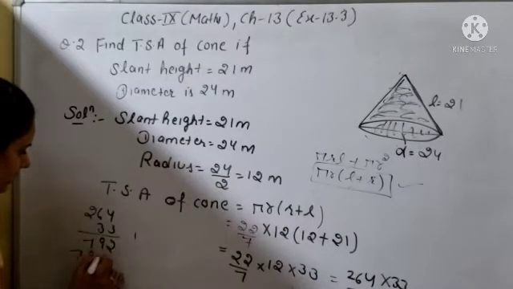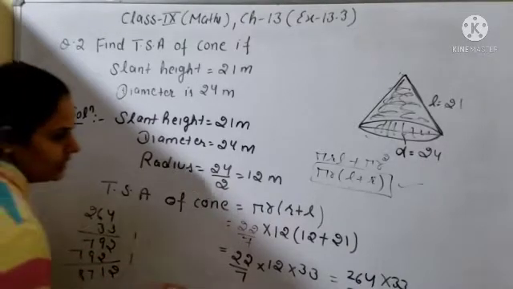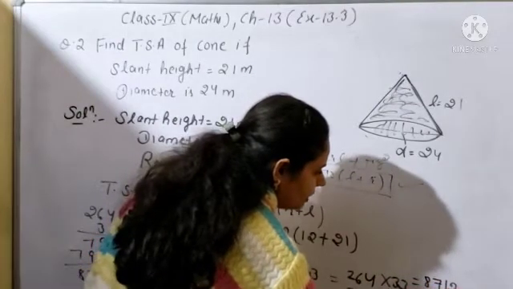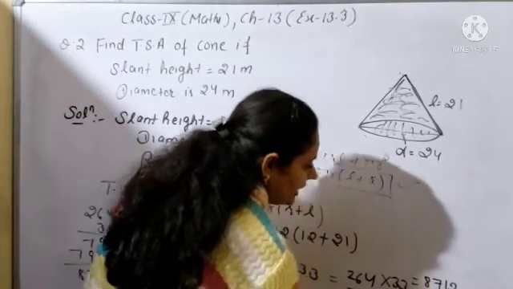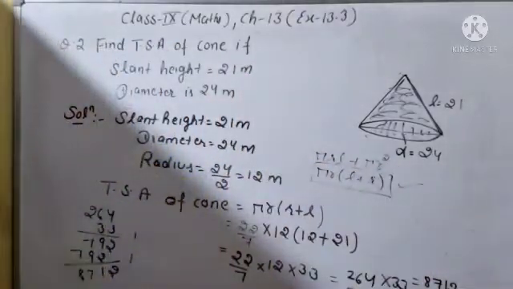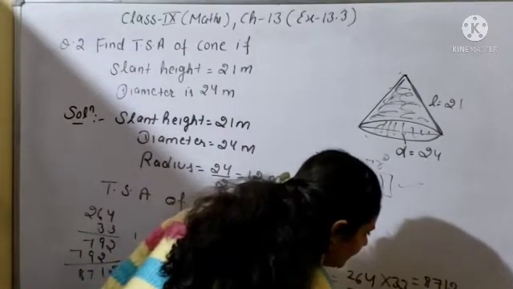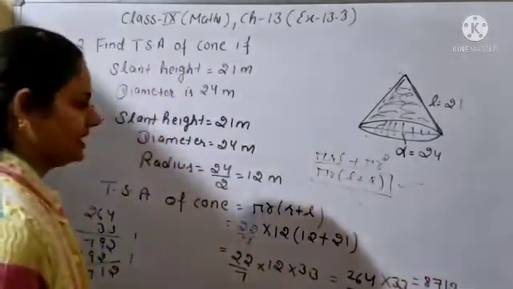So 792, and it will be 8712. Okay. So it will be 8712 divided by 7. Now you will divide it by 7, 8712 you will divide by 7. So it will be 1244.57. And this is your total surface area.